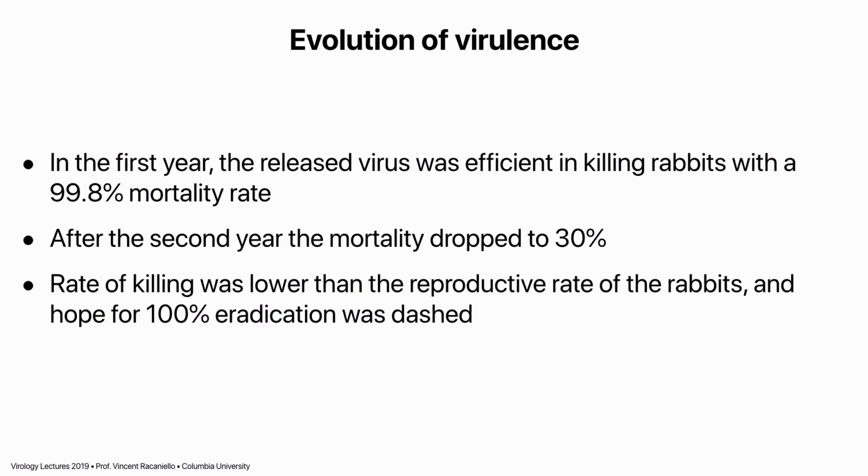So what happened? First year, the virus killed at a 99.8% mortality rate. But that 0.2%, man, that gets you. The second year, the mortality rate dropped to 30% because those 0.2% of rabbits had polymorphisms that allowed them to survive after virus infection. There's so many rabbits, the genetic diversity was so great that just a few could escape, and they reproduced the next season. Forget about eradication. They could never eradicate.